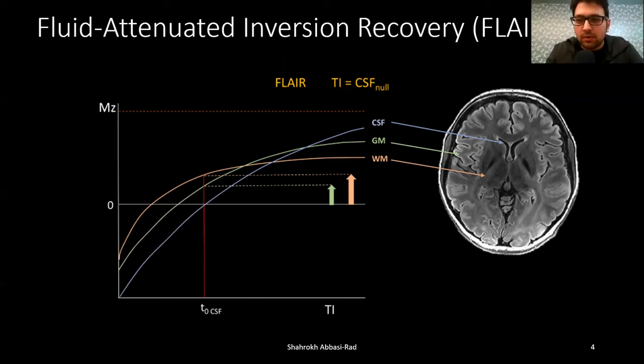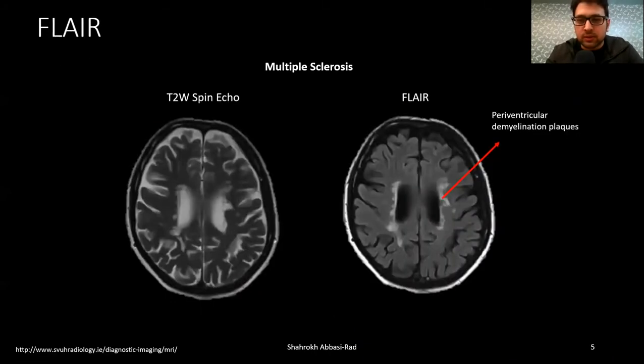And how can it help us? It helps us in detecting many diseases related to the brain. And multiple sclerosis is one among many applications. And you can see that CSF suppression in FLAIR can help us to visualize these plaques.